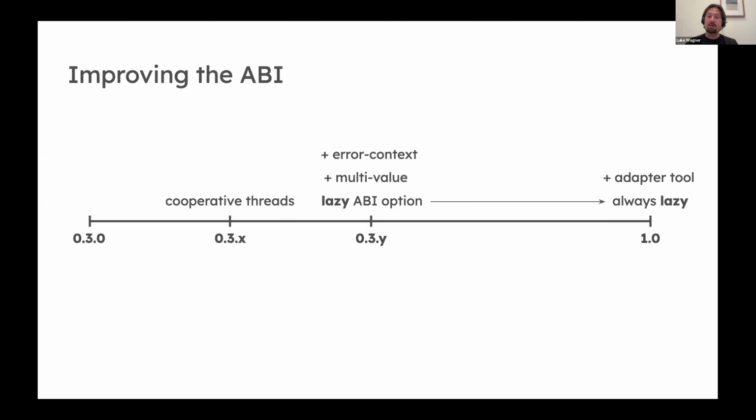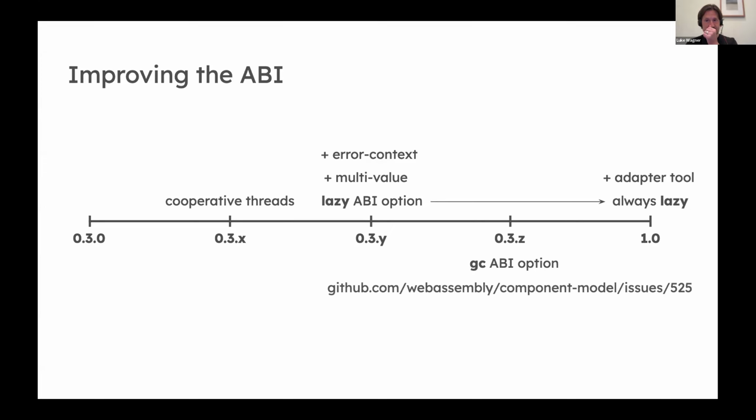Lastly, there's one more orthogonal ABI improvement that I think we need before 1.0, and that is adding a GC ABI option that configures the ABI to use WASM GC allocated memory instead of linear memory, avoiding what would otherwise today be a copy through linear memory. Now, I'm not sure when exactly this work will start, but there's already a great pre-proposal by Nick Fitzgerald in Component Model issue 525 that you can check out if you're interested, and then maybe pitch in. So in a nutshell, those are the ABI improvements that we're planning to make before 1.0.